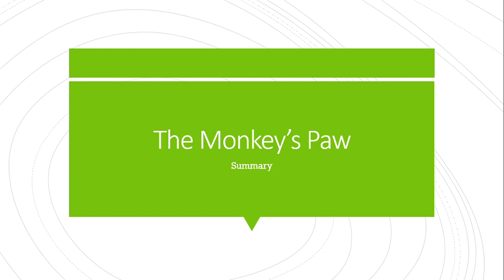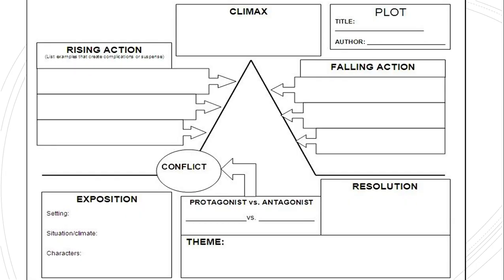Okay, so we're going to move forward to the summary, and this is basically the graphic organizer we're going to be using. I'm going to open it right here, with my laser pointer. We're going to be focusing on all these aspects of the graphic organizer, okay? The first thing you have to fill in is the title and the author. All this is the plot, okay? So the title, The Monkey's Paw, and the author, W.